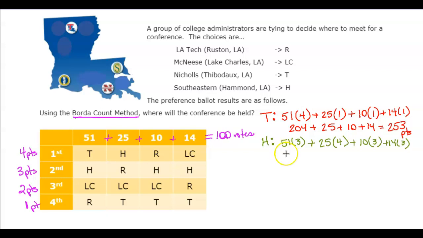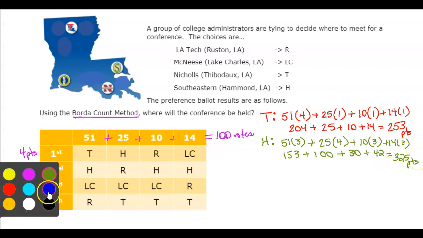So 51 times 3, we're going to get 153 points from the first column. 25 times 4, we'll get 100 points from the second column. 10 times 3, we'll get 30 points from the third column. And 14 times 3, we'll get 42 points in the last column. So if we add this up, 153 plus 100 plus 30 plus 42, we have 325 points. So we can already see here that even though Thibodeau was the plurality and the majority winner when we were just looking at those first place votes, using the Borda count method and taking all the place values into consideration, Thibodeau is no longer the winner because Hammond has 325 points.